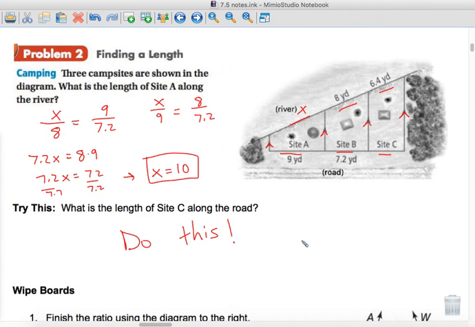So I'm going to stop the video. Stop the video. How do I stop it?